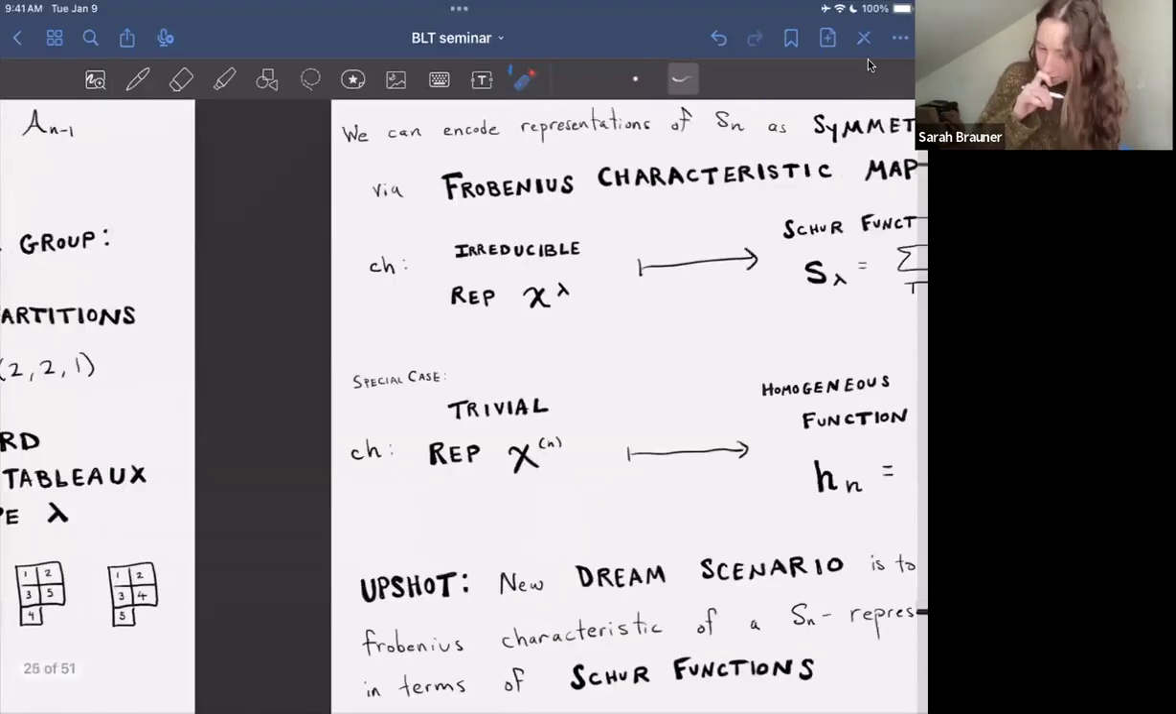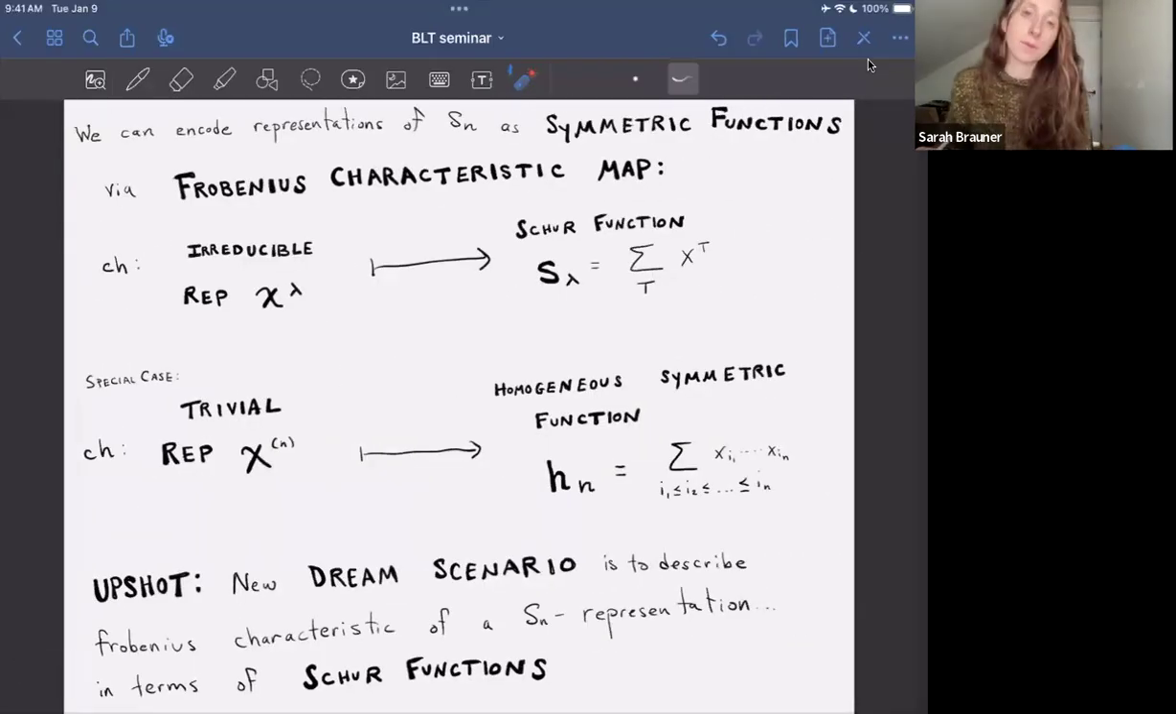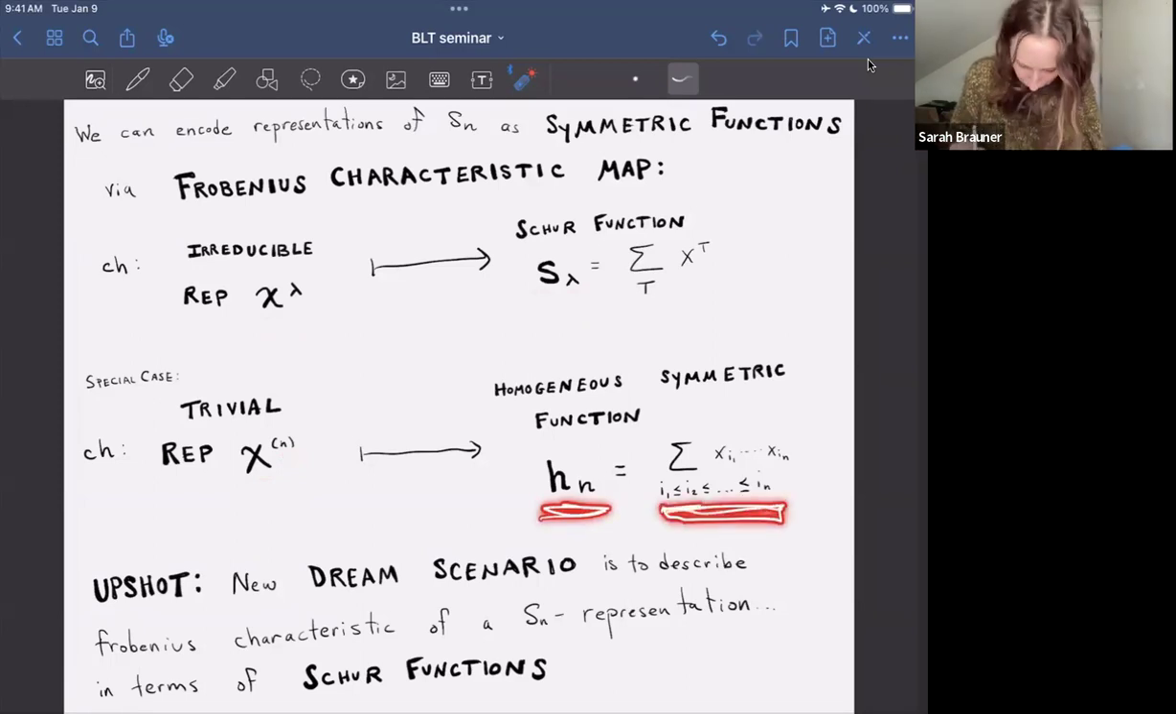Okay, and then the second thing that we need to know about representations is that we can encode them as symmetric functions via what's called the Frobenius characteristic map. This will take an irreducible representation and send it to what's called the Schur function. As a special case, it'll send the trivial representation, which corresponds to the partition with just one part, to the homogeneous symmetric function, which is defined like this.